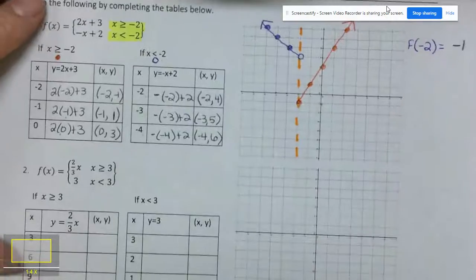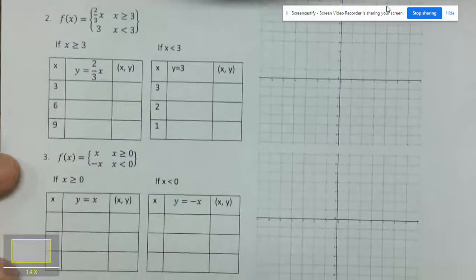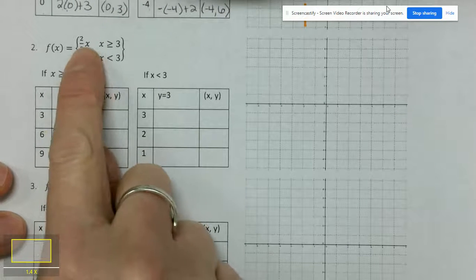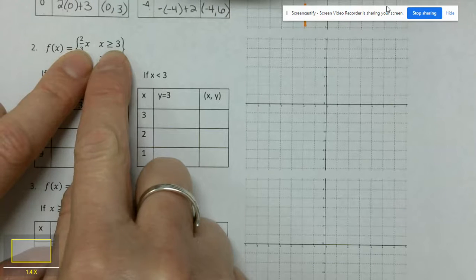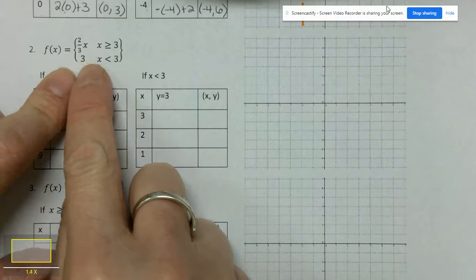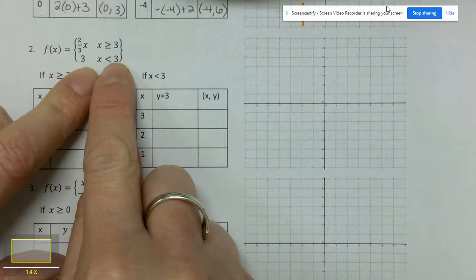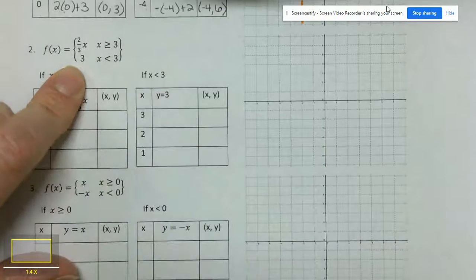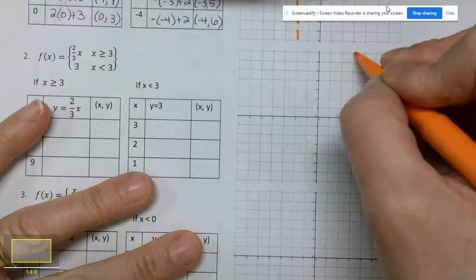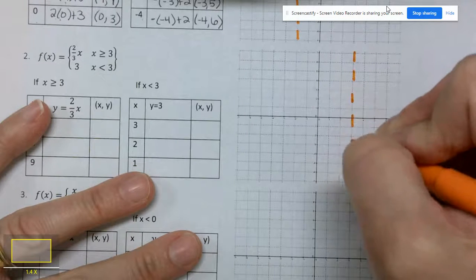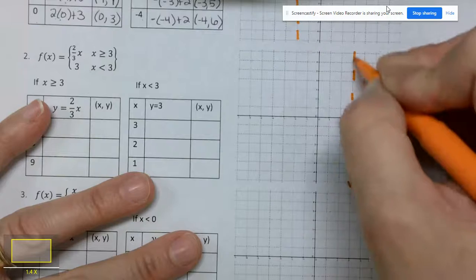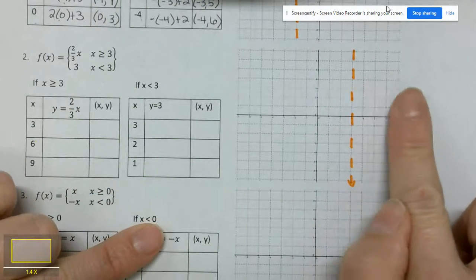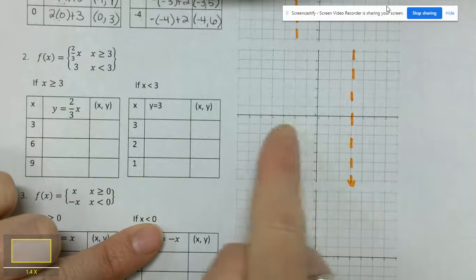Let me do another example for you. Okay, let's look at this one. f of x equals 2/3 x if x is greater than or equal to 3, and f of x equals 3 if x is less than 3. So this time, everything revolves around x being 3. So let's go ahead and mark that. So my x is 3. This is going to be my line this time. Okay, that's my line. Now, that means something's going to be going on the right side of this line, and there's going to be a function on the left side of this line.